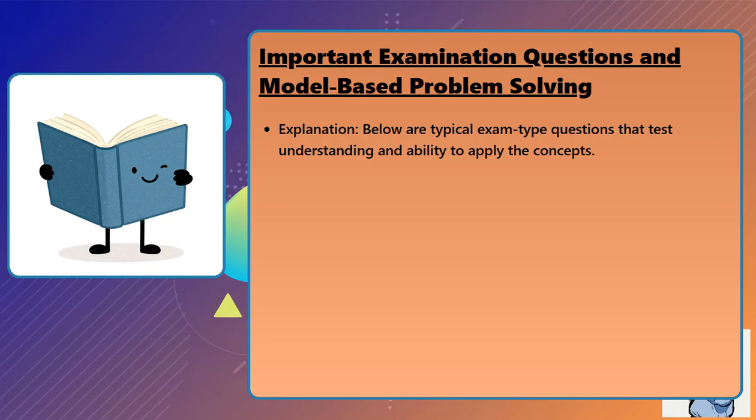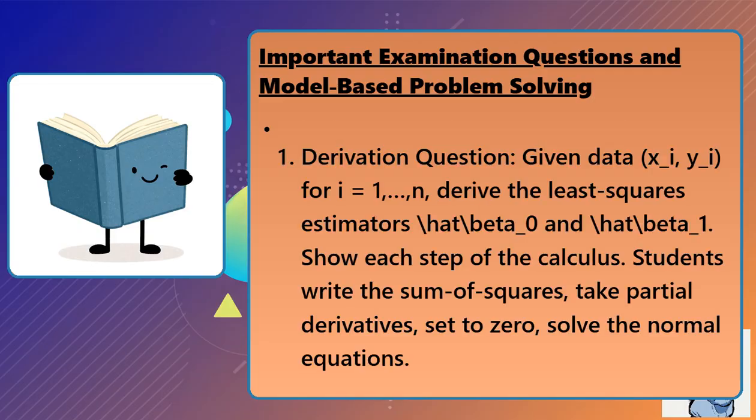Below are typical exam-type questions that test understanding and ability to apply the concepts. 1. Derivation question: given data (x_i, y_i) for i equals 1 to n, derive the least squares estimators beta hat 0 and beta hat 1. Show each step of the calculus. Students write the sum of squares, take partial derivatives, set to 0, and solve the normal equations.